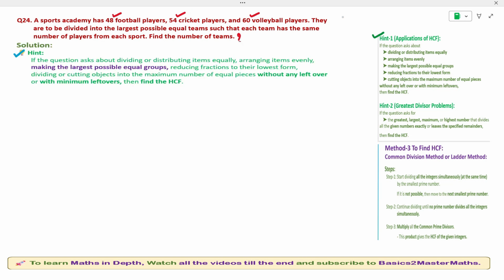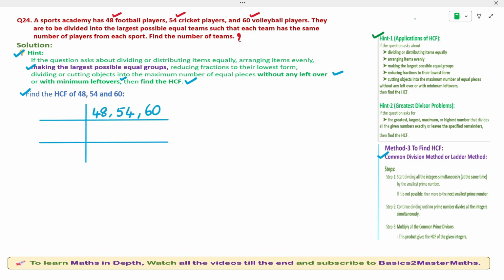Hint: if the question asks about making the largest possible groups without any leftover or with minimum leftovers, then we need to find the HCF. Let us find the HCF of 48, 54 and 60 using the common division method. Please make use of divisibility rules while finding the HCF using the common division method.